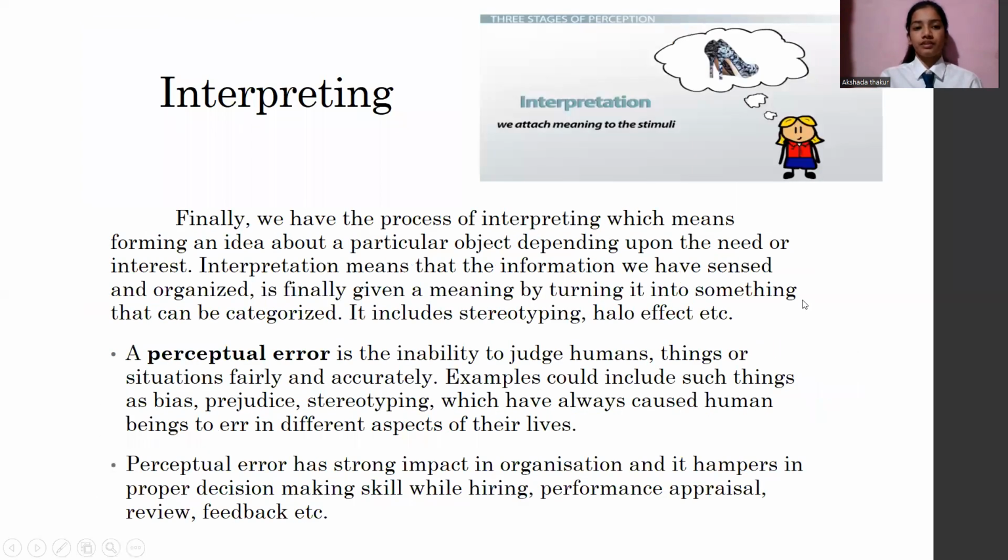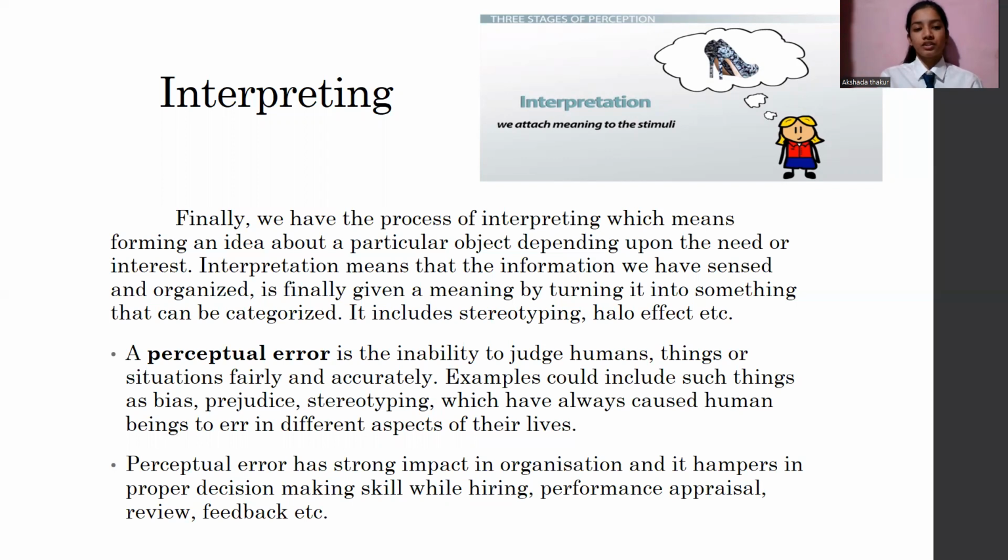And the last one is interpreting. Finally, we have the process of interpreting, which means forming an idea about the particular object depending upon the need or interest. Interpretation means that the information we have sensed and organized is finally given a meaning by turning it into something that can be categorized. It includes stereotyping, halo effect, etc. A perceptual error is the inability to judge humans, things, or situations fairly and accurately.